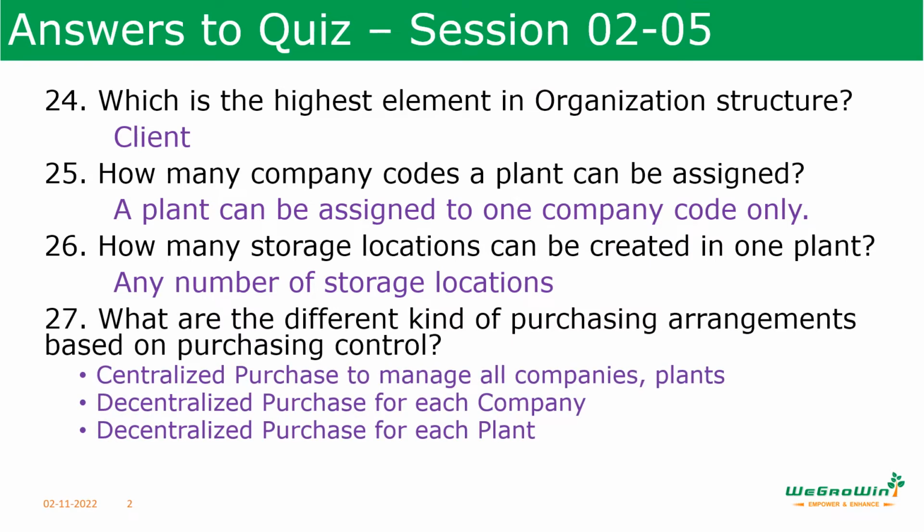What are the different kind of purchasing arrangements? The purchasing can be done centrally to manage all the companies and plants, or decentralized purchase where the purchasing can be done for each company, or there is a decentralized purchase for each plant. So these three kind of things are there, and also we saw how the organizations are planned in the last session.